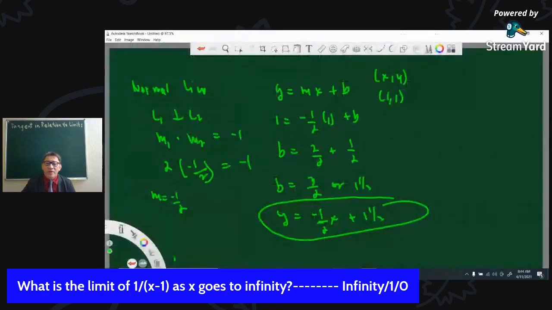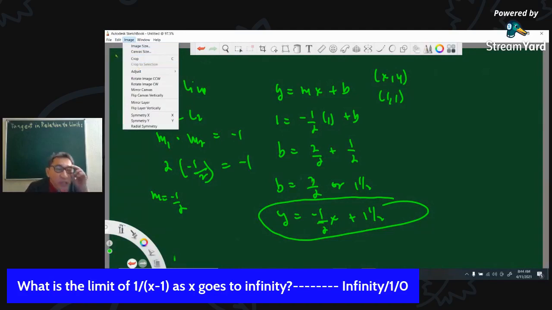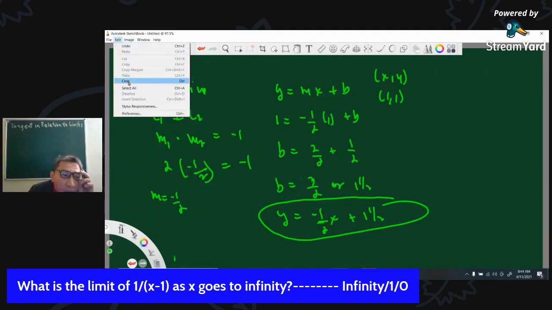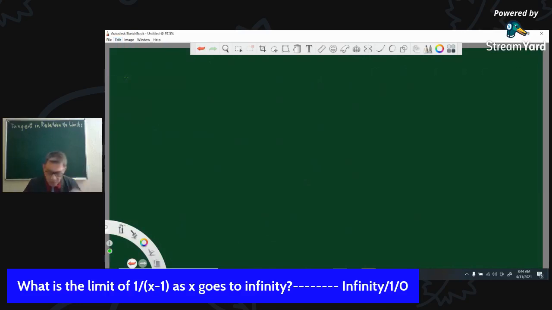So now, let us apply this derived formula to another problem. Suppose we have this equation here. For example, you have this given. Let us have this example.